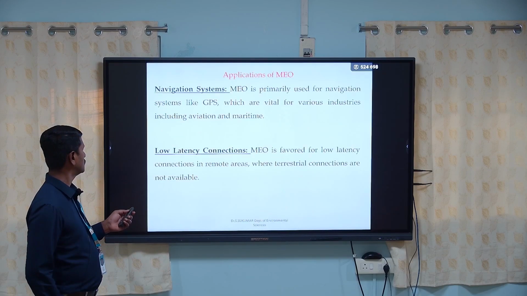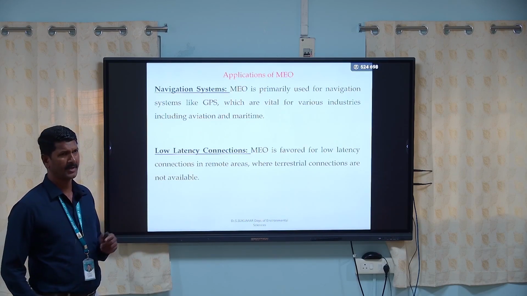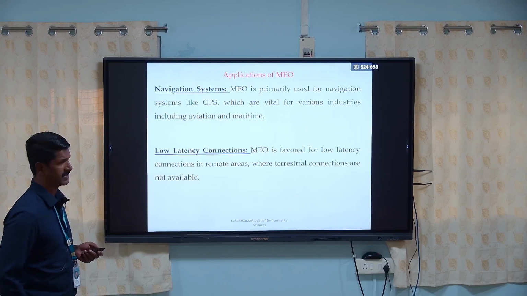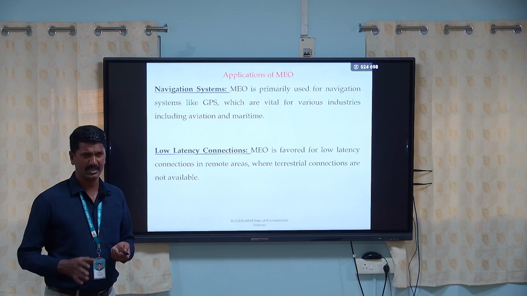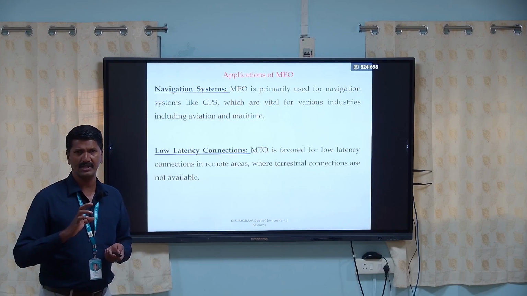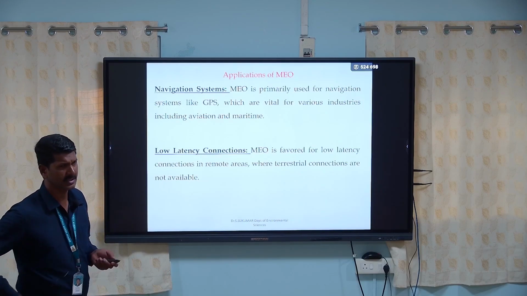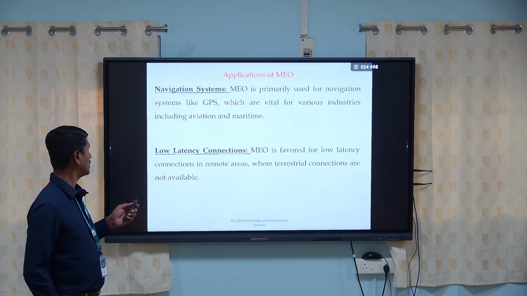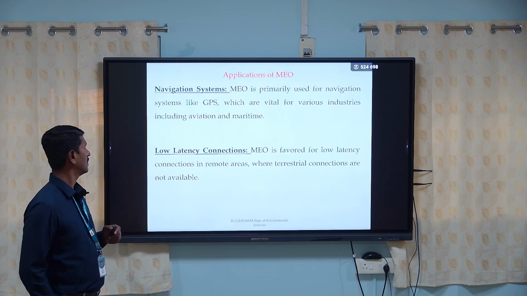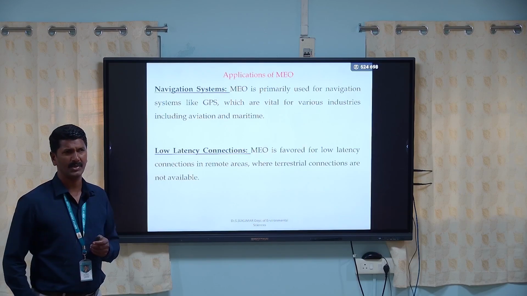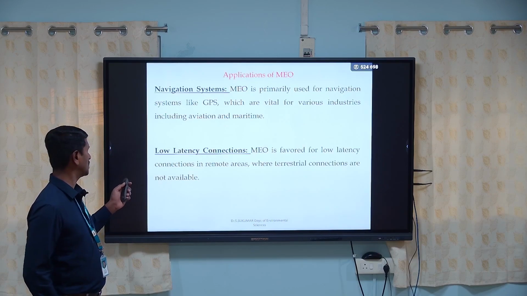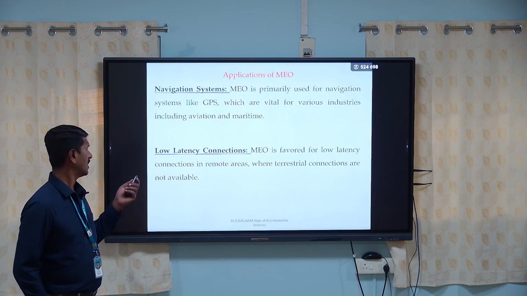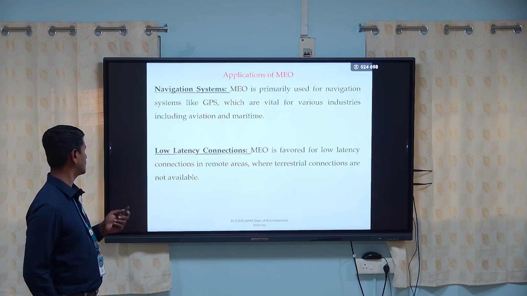The application of medium Earth orbit is primarily navigation, like GPS. Our camera also has GPS technology, and the GPS app on our mobile phone also interacts with medium Earth orbit satellites. So the major use of MEO satellite imagery is navigation, like GPS.